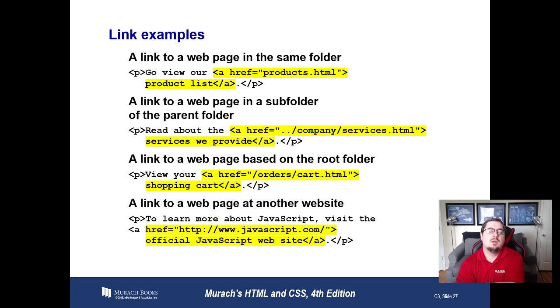So some examples of this. Let's say we have a link, which would be an anchor tag. The href points to what page you're going to open. So when I click on this link, I want to open up the products.html page. The actual text of that link will be product list. Here I want to have a link to a page that's in a subfolder of the parent folder. So I look at where I am, what HTML file do I have? We'll go up one folder, and then we'll go down to company. And then inside company, we'll find services.html.